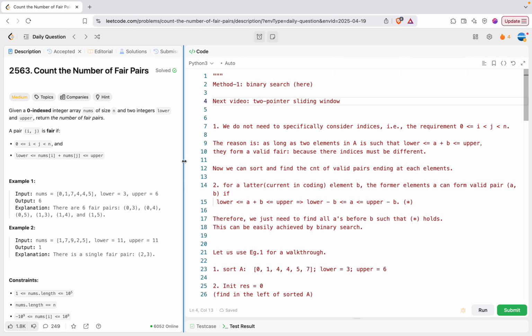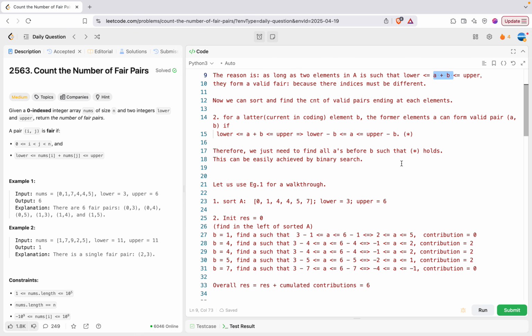First, we don't need to specifically consider the indices, in other words, the order requirement in the fair pair. The reason is that as long as two elements in A have a sum between the lower and upper bound, they form a valid pair, since their indices must be different. So this is the one point. As long as you realize this, you should be able to think of sorting and finding the count of valid pairs ending at each element. This is the first part.